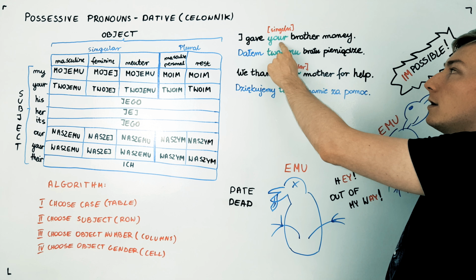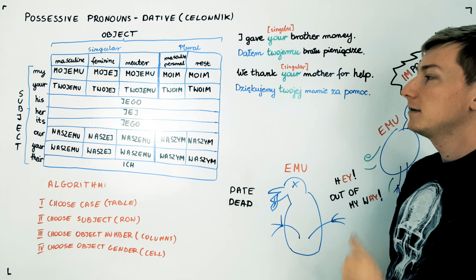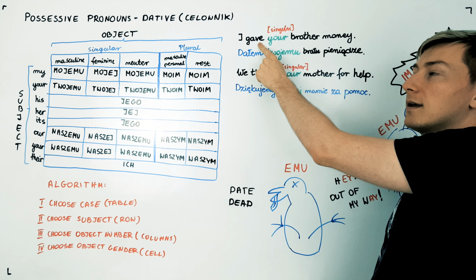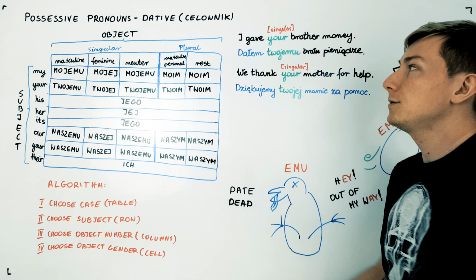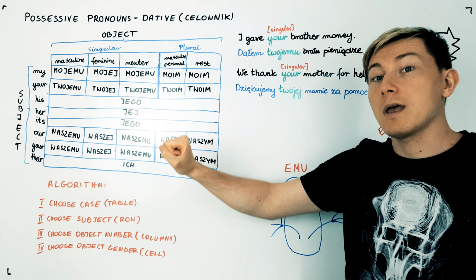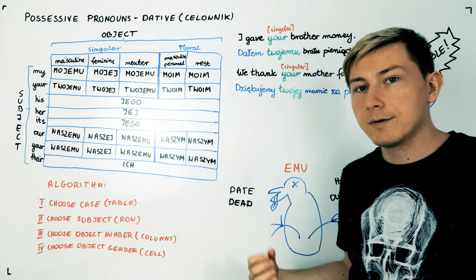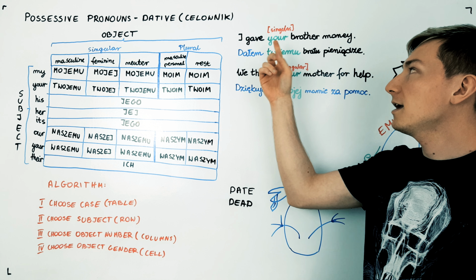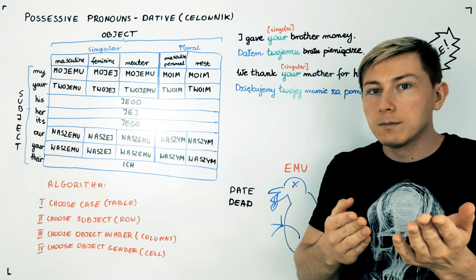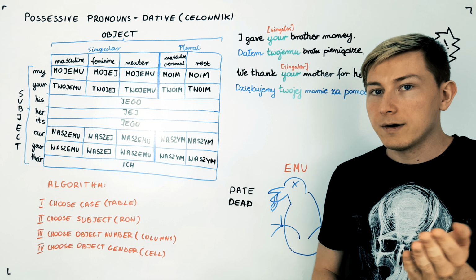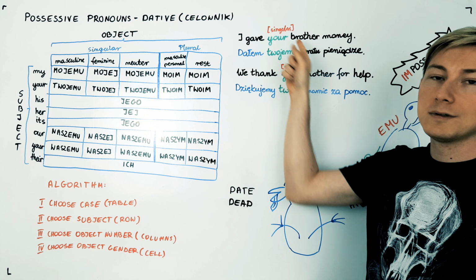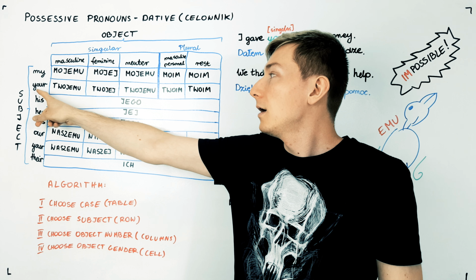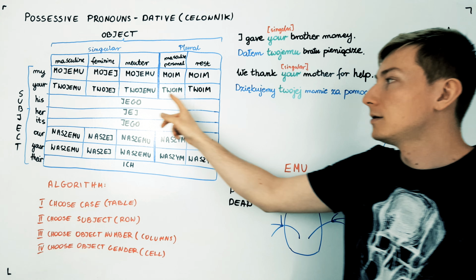I gave your brother money. The first step is the case. This verb, give, requires the usage of dative case, so we choose this table. So the first step of the algorithm is done. Second step, choose subject. I gave your brother money, so you are the subject because it's your singular. So in this table, the singular your is the second row, so we have this row.